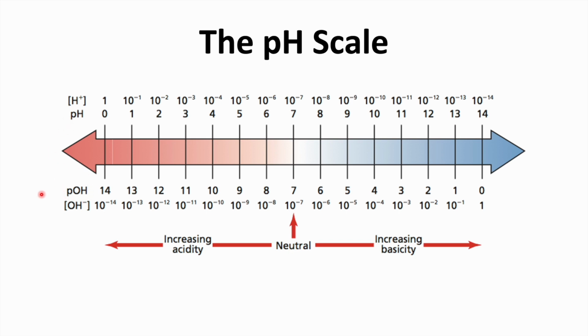There's also what we call the pOH scale. So the pOH scale is kind of like the reverse of the pH scale. So 7 is still perfectly neutral, but the lower the number, the lower the pOH, the more basic it is, and the higher the pOH, the more acidic it is.